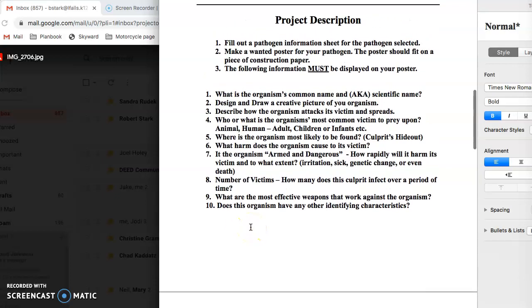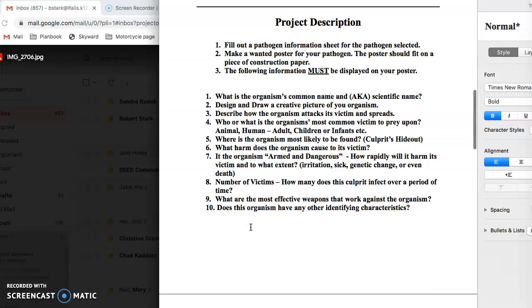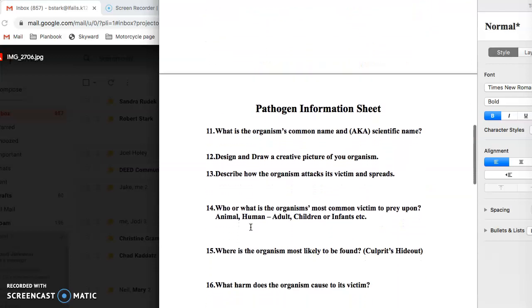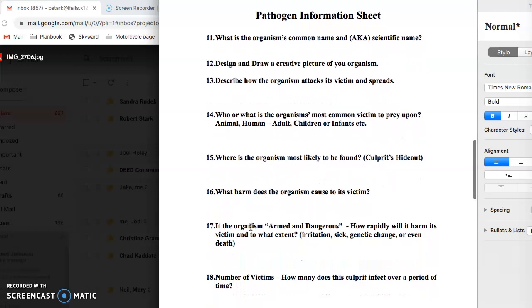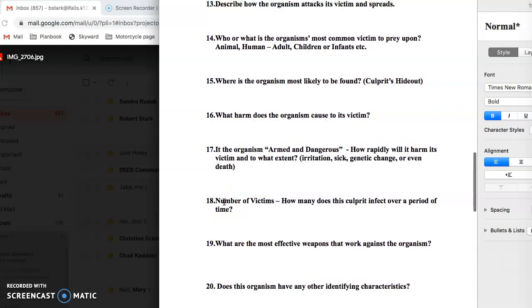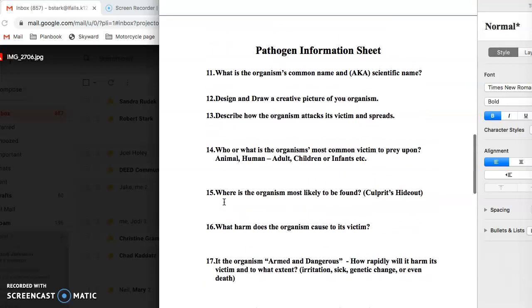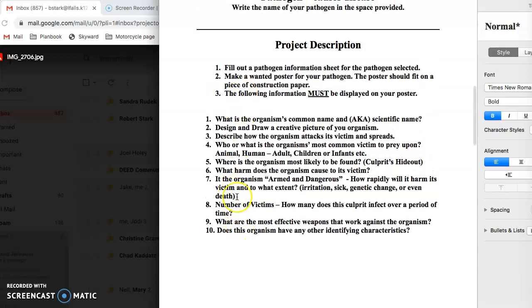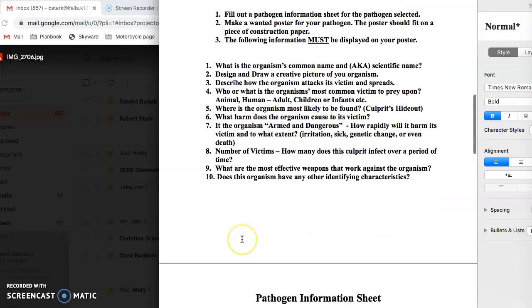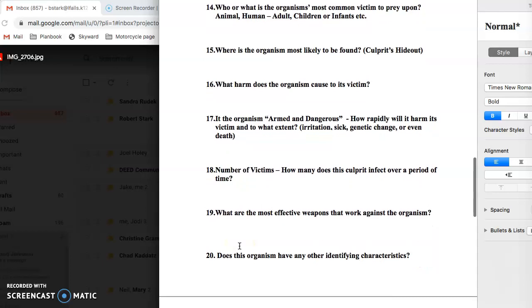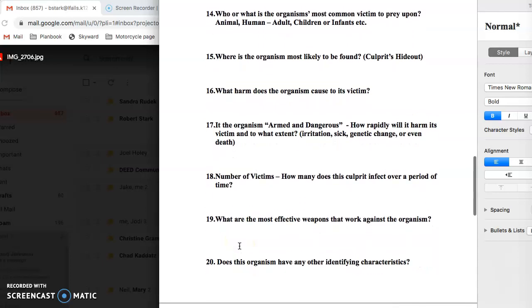Those are the 10 things that you need to research for your wanted poster. Again, I've included a pathogen information sheet there. It's 11, 12, 13, 14, 15, all the way through 20. Those are spaces for you to write down the notes from the research. These 10 things correspond exactly with these 10 things down here. It's just space for you to record and take your notes.